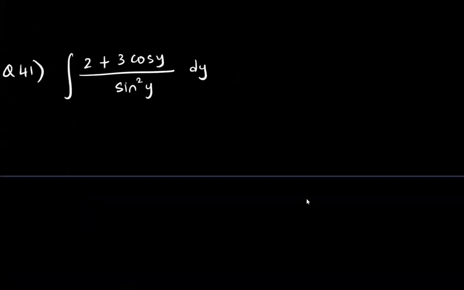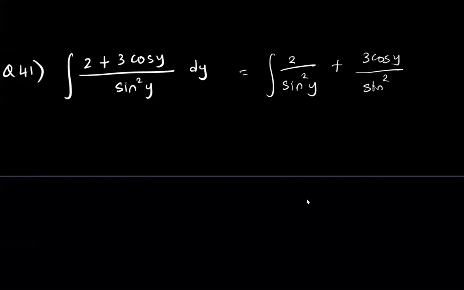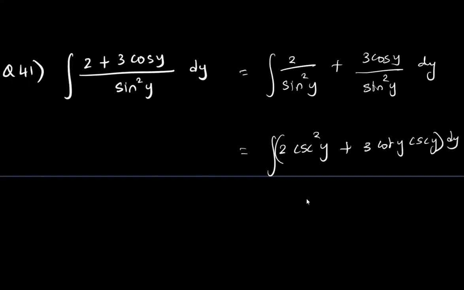Okay, so here what I'm going to do also is rewrite my original question like so. I'm splitting it up. And so this can be written as the integral of 2 cosecant squared y plus 3 cotangent y cosecant y dy. So this one, how did I simplify it? Cosine y over sine squared y can be written as two fractions, right? And so cosine over sine is cotangent, 1 over sine is cosecant.